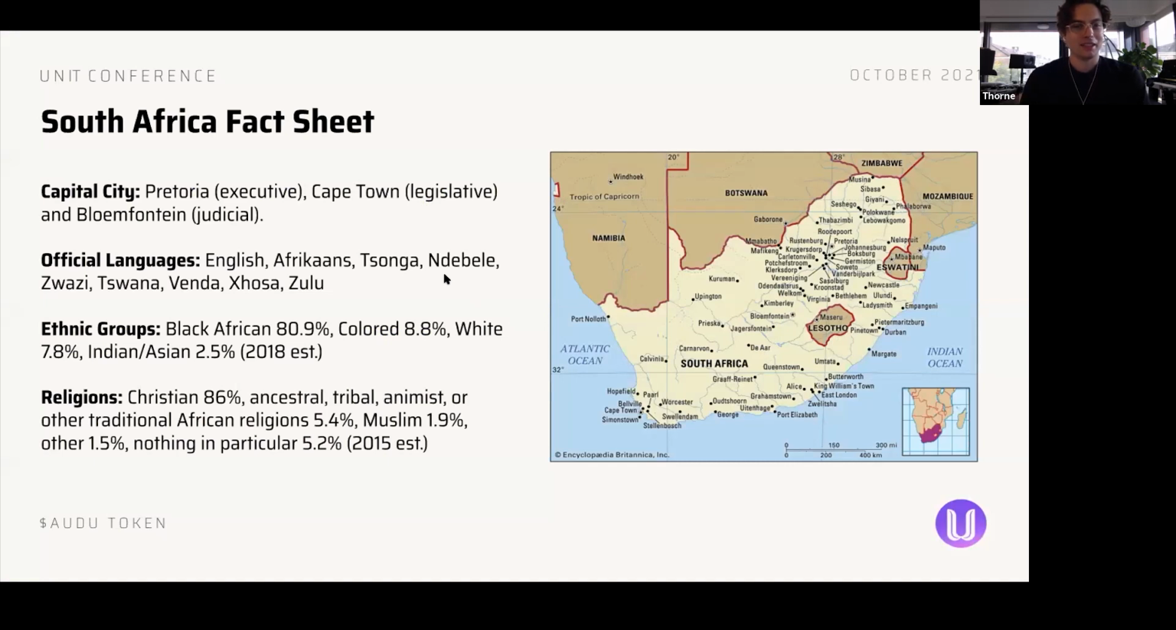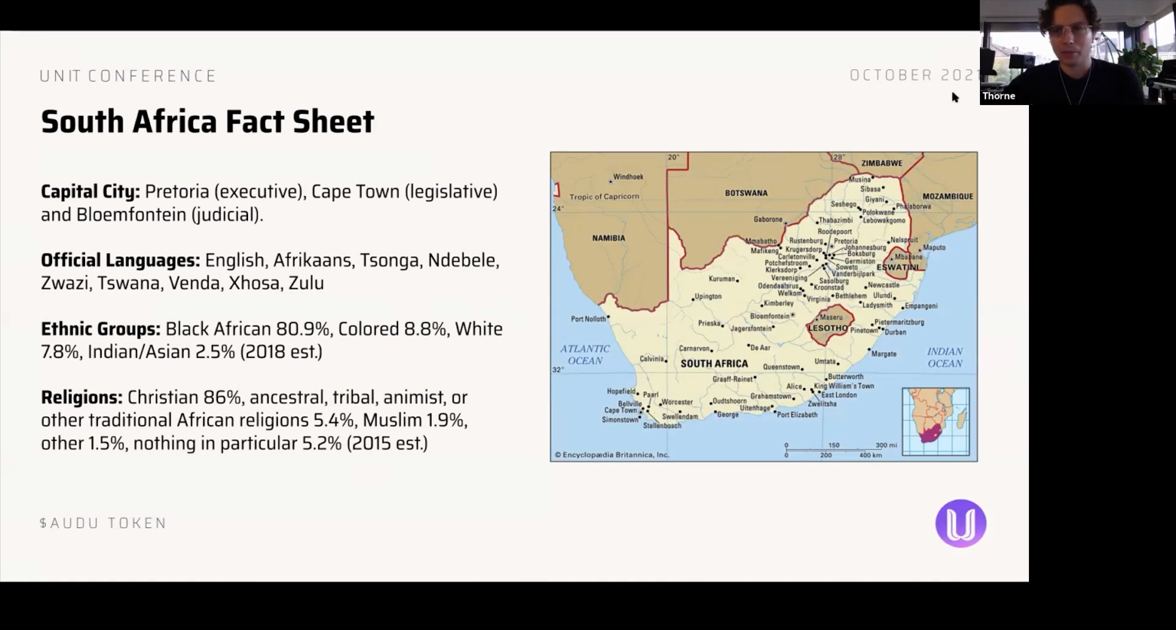So the capital city, or cities rather, should be said, as there's actually 3 capital cities. They've got an executive capital, a legislative capital, and a judicial capital. And they all serve different purposes. I'm not entirely sure why they decide to partition these 3 things up, but nevertheless they did.